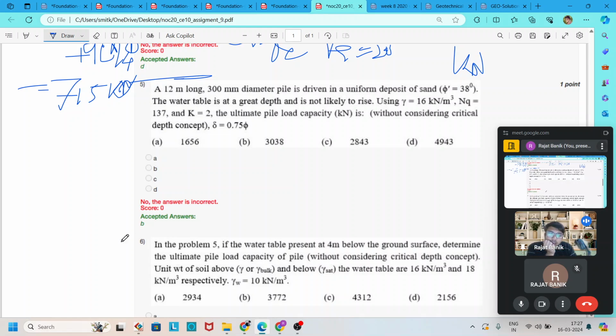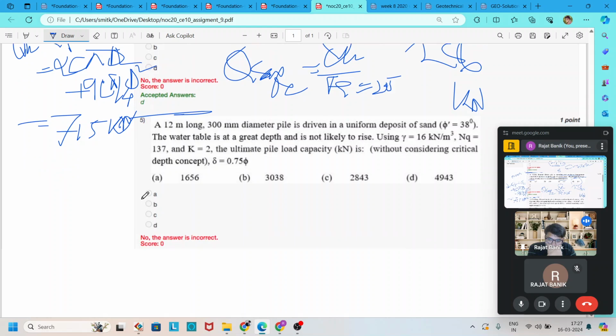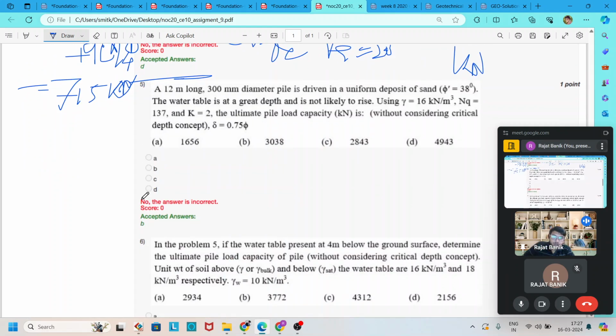Now, I think it is okay for everyone. Question number 4. Now move on to question number 5. It is said that a 12-meter long and 300 diameter pile is given in a uniform deposit of sand where phi is equal to 38 degree. The water table is at greater depth and not likely to rise. Using gamma equal to 16 kilonewton per meter cube, Nq is given 137 and K is given 2. The ultimate pile load capacity is to be found without considering the critical depth concept.